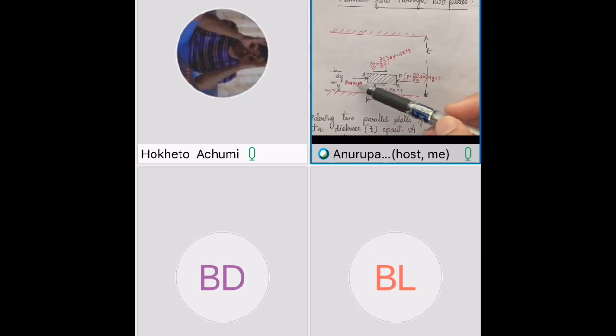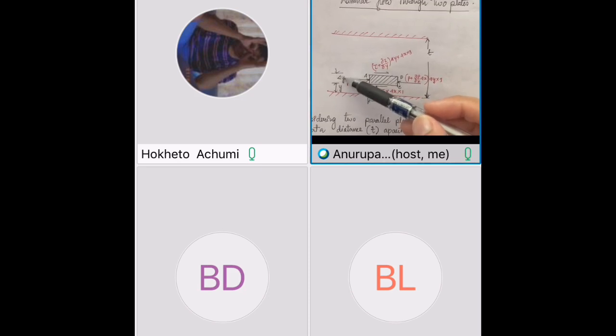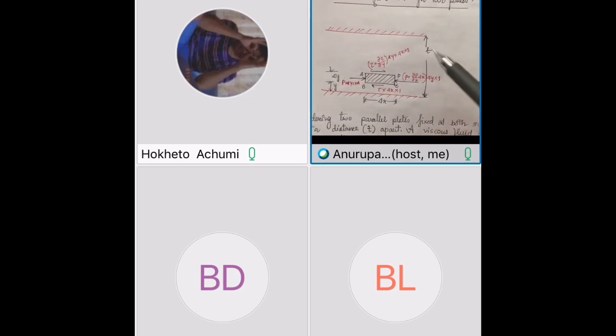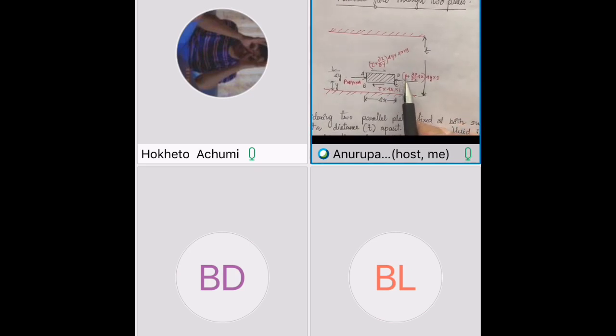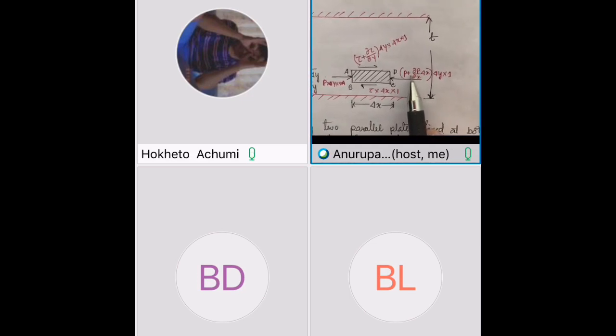Is that clear? And pressure forces act in 2 opposite directions: on the face AB, P into del y into 1, and on the face DC, (P plus del P by del x into del x) into del y into 1. So, these are the 4 forces which are acting on the fluid particle.